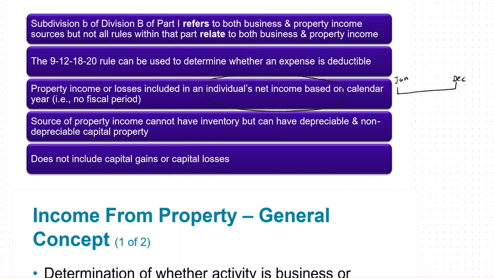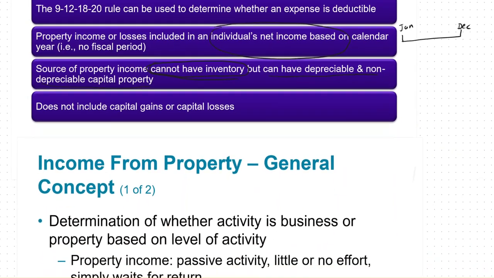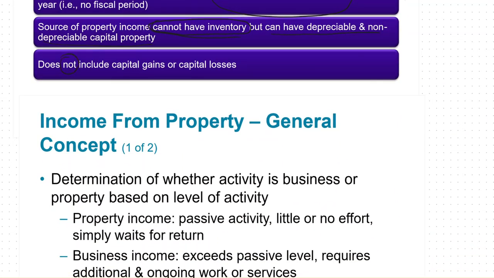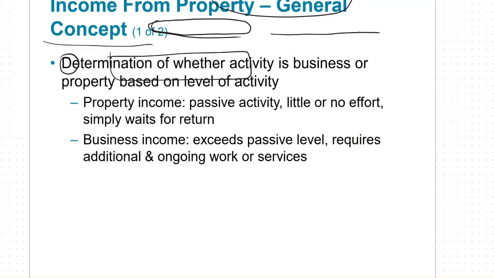So the source of income cannot have inventory. The source of the income, where the income comes from, cannot have inventory, but it can have depreciable and non-depreciable assets in it. And it does not include any capital gains or capital losses. So property income does not have any capital gains and losses.